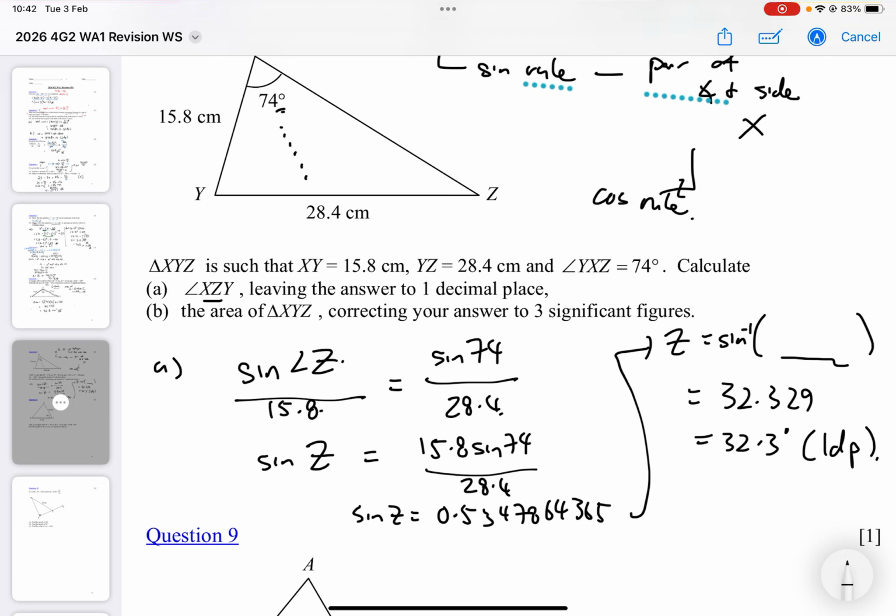Then the area of XYZ, so the area of this triangle. We don't have a right angle, so definitely half ab sine C. For half ab sine C, I need a pair of sides sandwiching an angle. Now I know this 32.3 already, and the sides I know are 15.8 and 28.4. So if I want to use half ab sine C, I first need to find this angle Y. Finding angle Y is not difficult: 180 minus 74 minus 32.3. Then you can use half ab sine C.